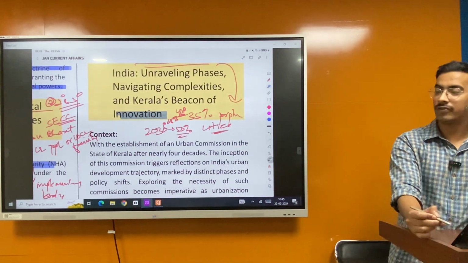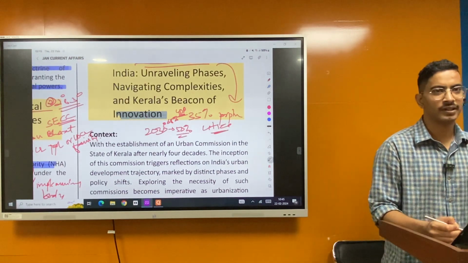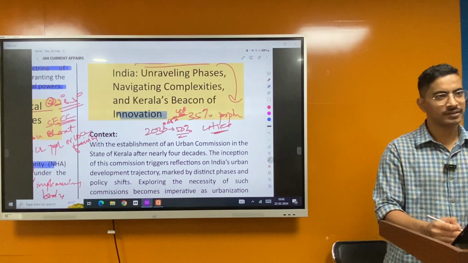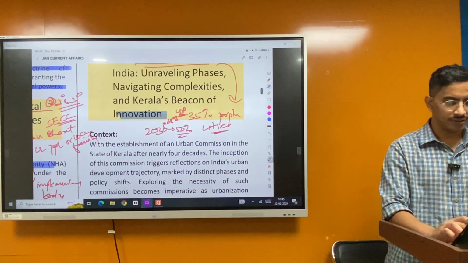Then I had talked about reverse migration also. The people are moving out of cities now, going to the rural areas. And who are these people? Mostly the retirees who retire after 60 and they want a good life.